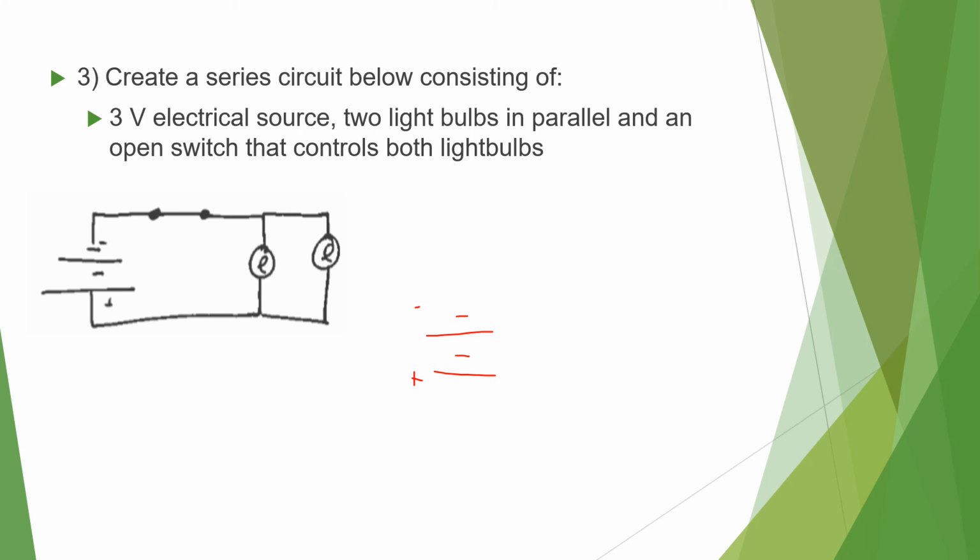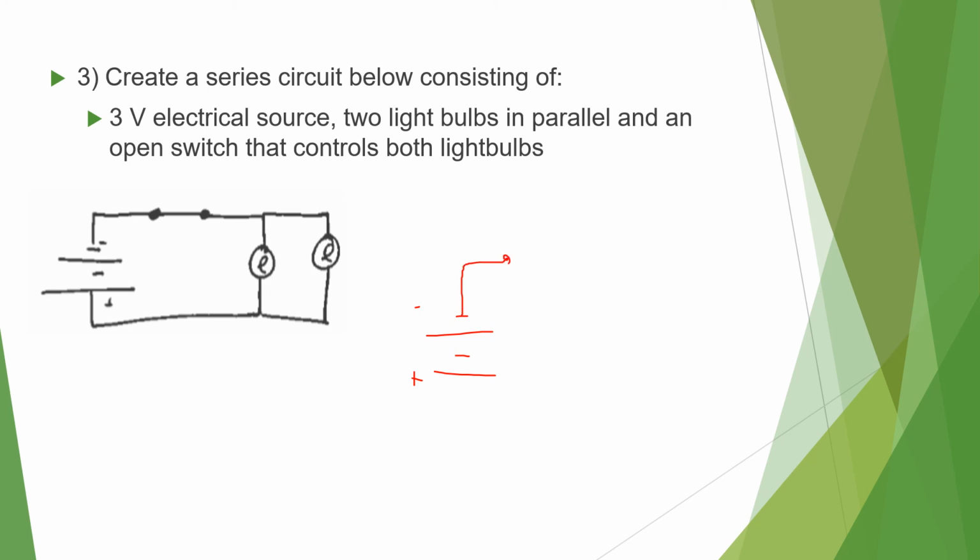Okay. It says 2 light bulbs in parallel. So what that means, guys, is that the light bulbs are in separate paths. So when you go and draw this, both light bulbs have to be in a different path on the diagram, and then an open switch that controls both light bulbs. So the switch needs to be positioned in the circuit where the electrons are going to flow through it no matter what. So we're going to draw our switch right away.